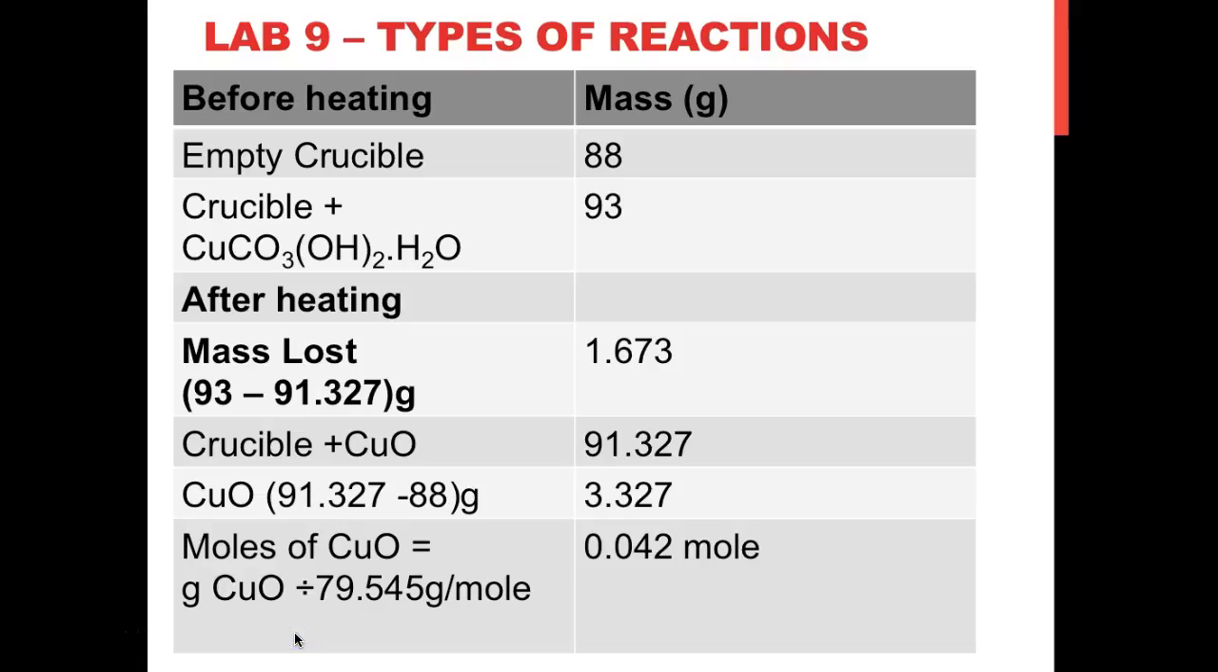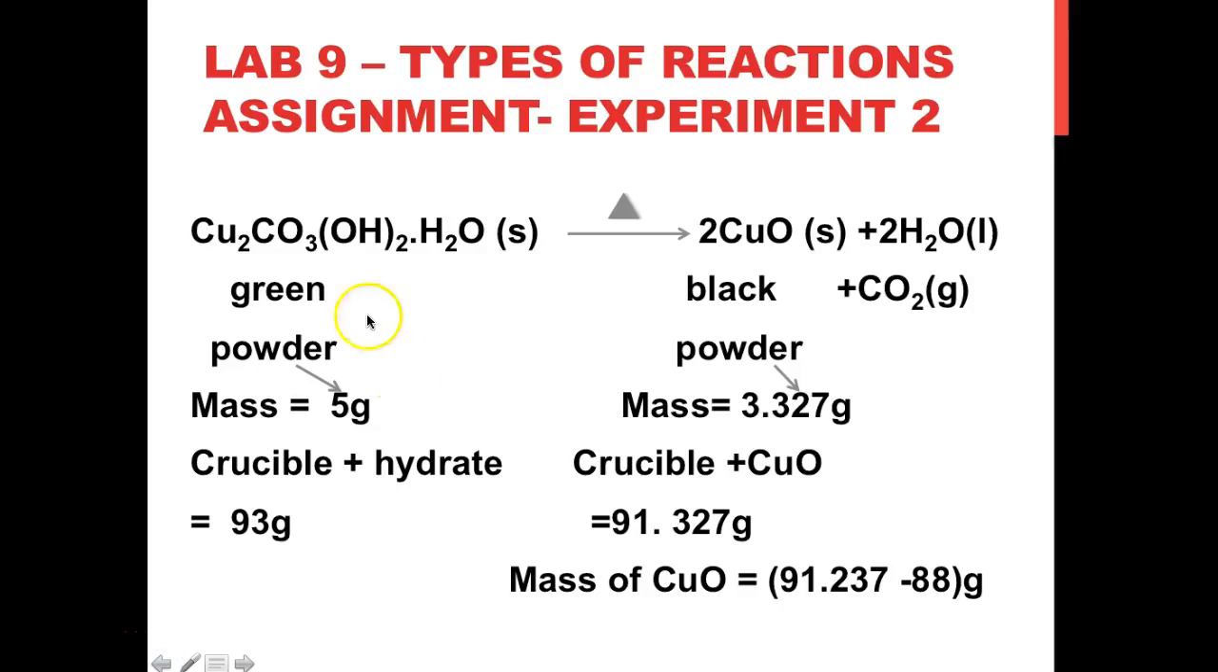Continuing where I left off, it's talking about that second reaction. That's the reaction where the copper 1 carbonate hydroxide hydrate decomposes into the copper 2 oxide, the black powdery substance. These two molecules of water are lost, they come out, as well as one molecule of carbon dioxide. So the mass that's left behind, the copper 2 oxide, is 3.327 grams. The mass of the initial hydrate was 5 grams.